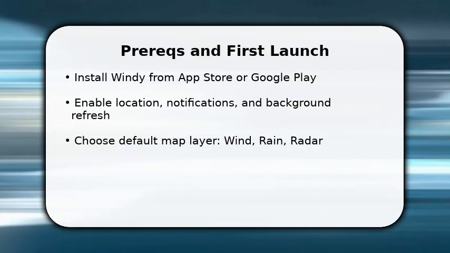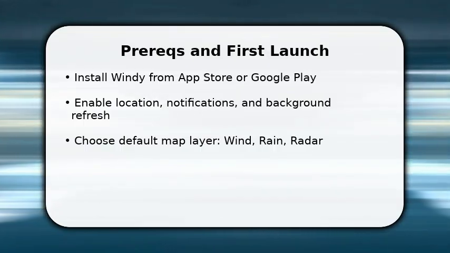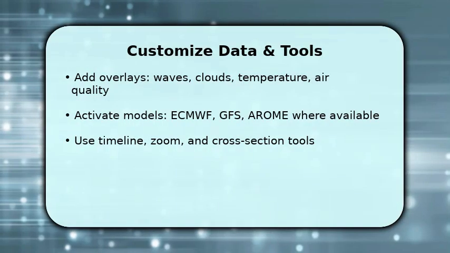Make sure to set units, km/h or mph, degrees C or degrees F, in settings so all displays match your preference while you continue to the next steps. You'll now tailor the map to your needs.